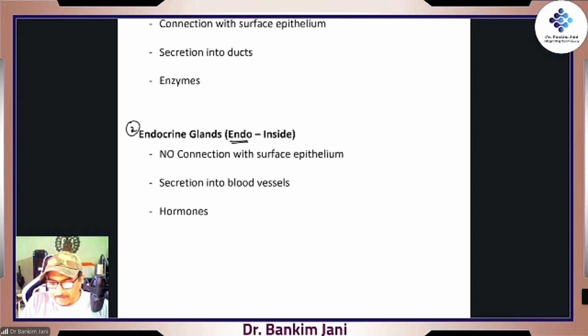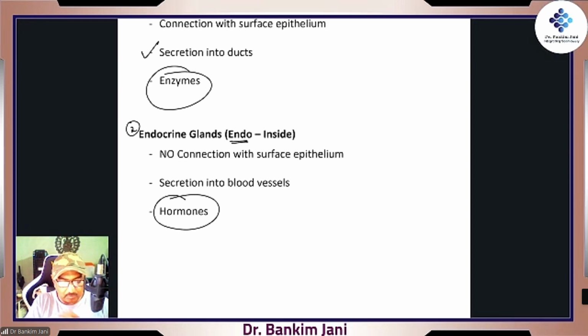So when we say the adrenal cortex, the adrenal cortex is exocrine as well as endocrine, right? Because there would be some secretions which are into the blood. There would be some secretions which are into the lumen. So whenever the secretions are into duct, they are called enzymes. And when the secretions are going directly into the blood, we call them hormones, right?